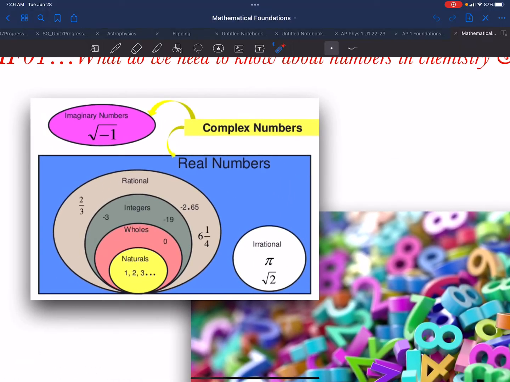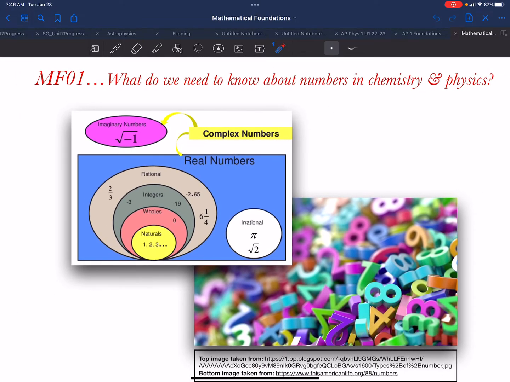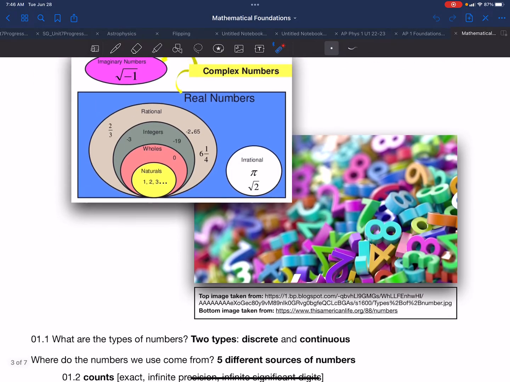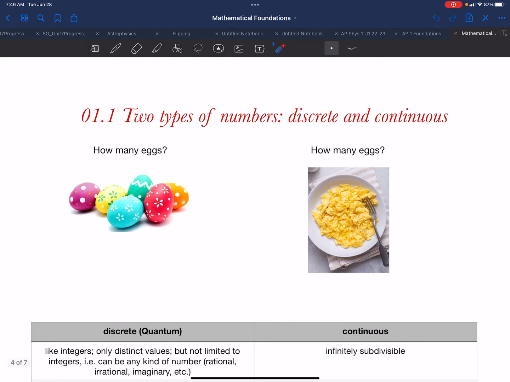Now, in most of your mathematical experience, you've come across a table that looks like this: complex, imaginary, rational, null, integers, wholes, naturals, irrational, and so forth. This is something that's important to mathematicians, but it's not something we worry about so much in physics and chemistry. Our focus in physics and chemistry is how we use numbers to do our science. And the first of those issues comes to understanding the difference between discrete and continuous numbers.